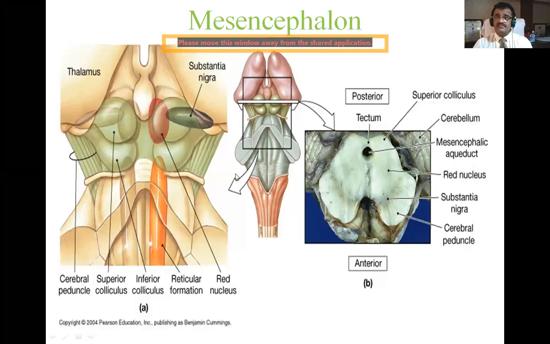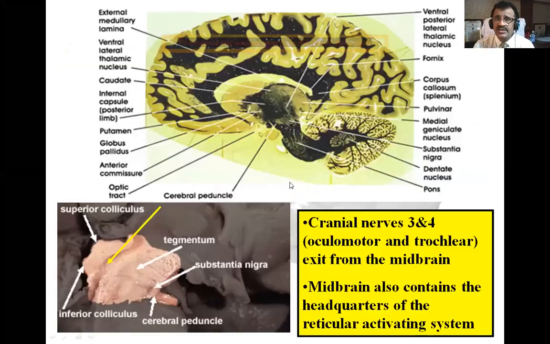Another picture shows you the attachment of the third and fourth cranial nerves. Because they are motor, the oculomotor and trochlear nerves exit from the brain. Exit means they come out; enter means they go inside, because sensory nerves have to enter and motor nerves have to exit. The midbrain also contains the headquarters of the reticular activating system. We have already studied that well.